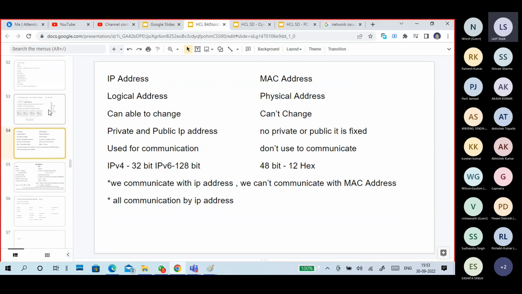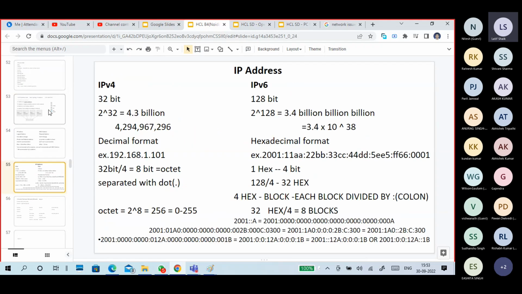Then what about IPv6? Okay, sample points only I tell. IPv6 is 128 bit. 2 to the power of 128 is 3.4 into 10 to the power of 38 IP addresses you are getting. It is represented in hexadecimal format. Each single hexadecimal digit is equivalent to 4 bits of binary. So 128 divided by 4 is 32 hexadecimal digits in one single IP address.